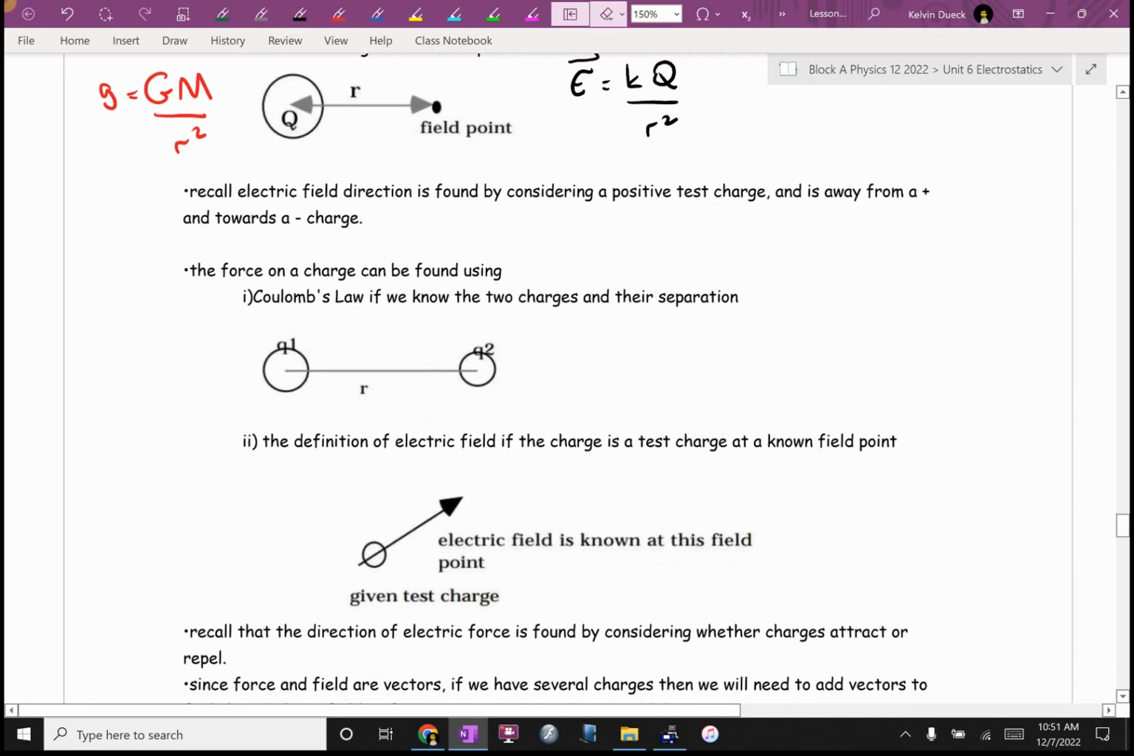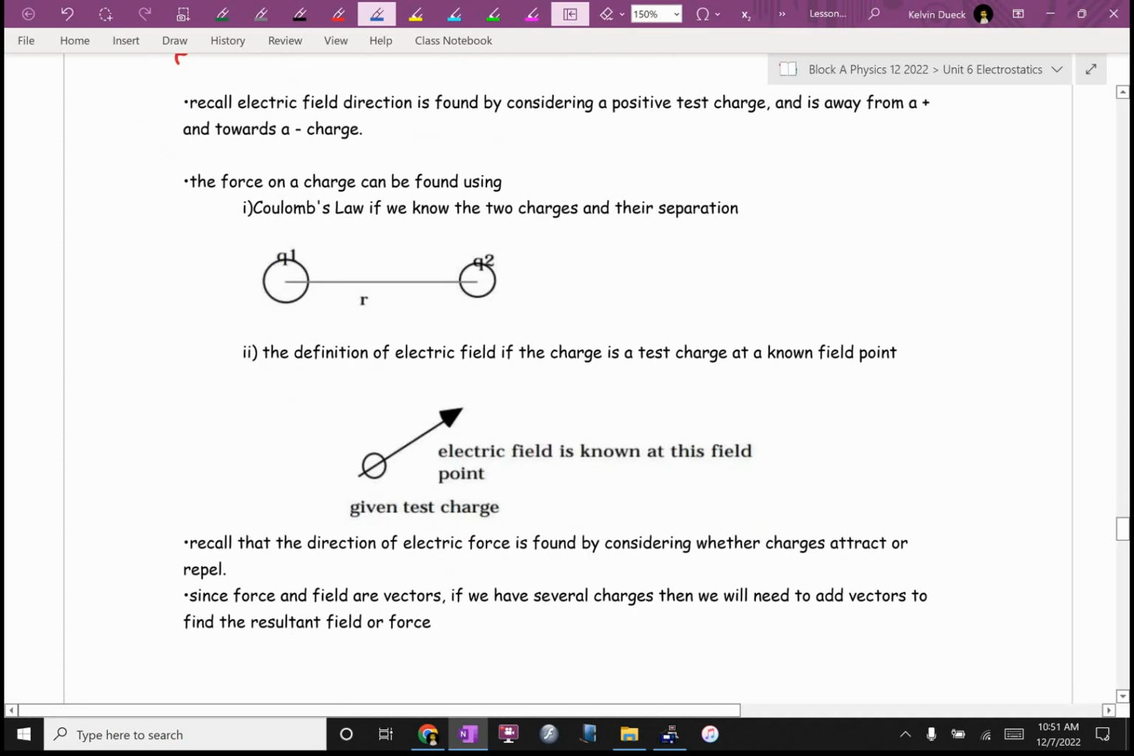Now, what else does that mean? In the same way, when I said to you last year, get the obvious one, which force did I mean? Do you remember? In the same way, the shortcut for finding the force of gravity was mg. We have a shortcut here. First of all, recall the direction is found by considering a positive test charge. It's away from a positive, toward a negative. It's which way would a positive want to move at that location if it could.